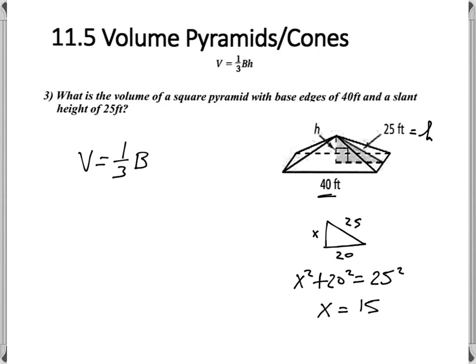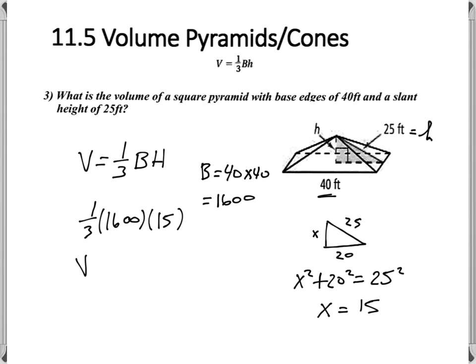So we are going to use that height and our base area to find our volume. So 1/3 base area times height of pyramid. Well, your base area is going to be 40 times 40, which in this case is going to be 1,600. So we've got 1/3 1,600 times 15. So our volume for our pyramid should come out to be right around 8,000 feet cubed.